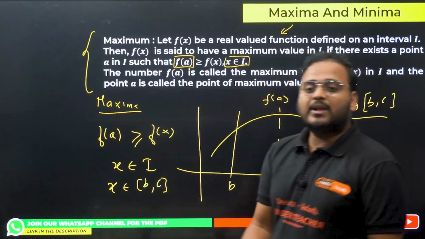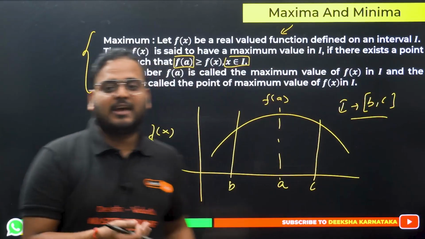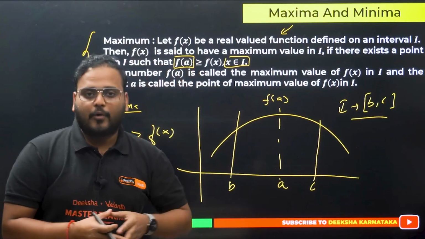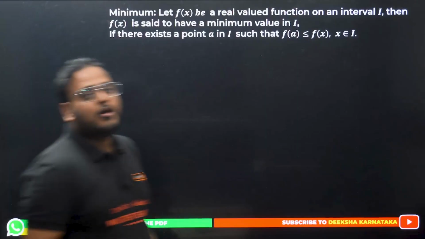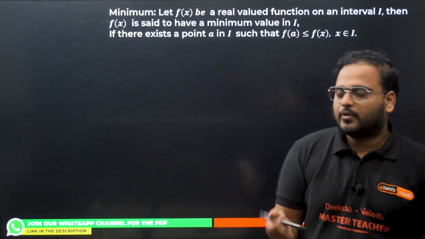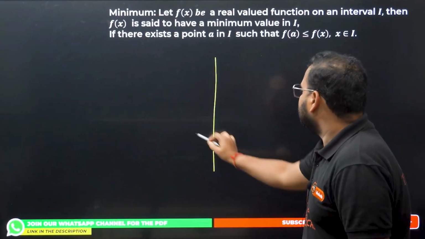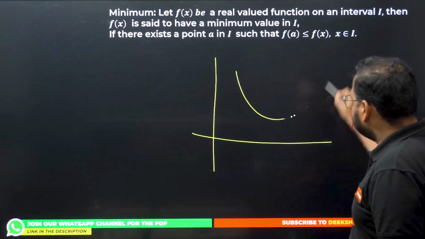Okay, so whenever you have this, then you call the function f of A to be the maxima function, and the point is called as point of maxima. Same will go for the case of minimum function. Okay, so let's say if I draw the graph over here as well, see this, the function reverses now.